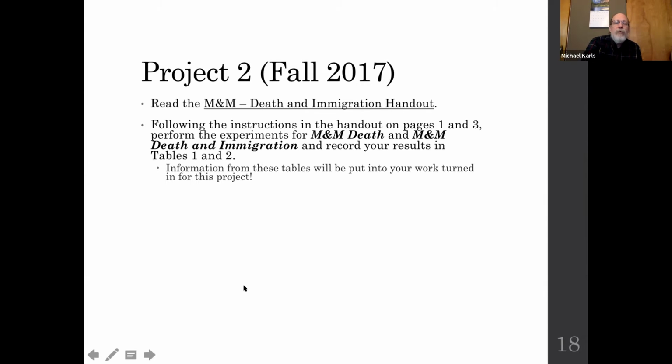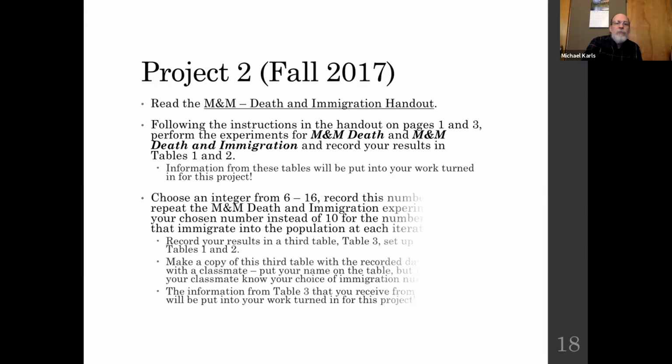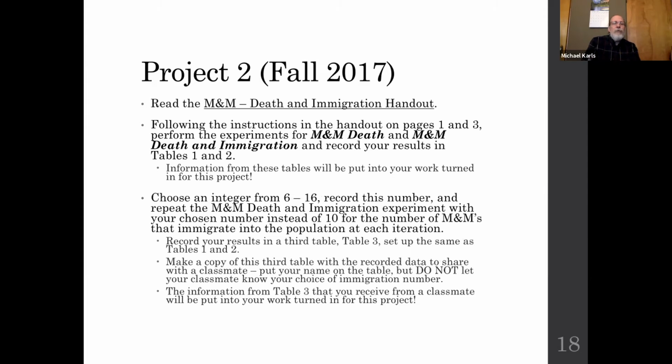So I wanted them to do this in class and then record their data, and they'd be putting these into tables. And then the third thing I wanted them to do is an experiment where they chose a number between 6 and 16. And then they would use that as their number of M&Ms they'd add in after each step. The idea was they were supposed to keep this number secret, record the data, and then share it with a classmate. Then the classmate would actually have to try to figure out what is the number that was chosen between 6 and 16 for the experiment. And the stuff highlighted in red, that's what was done in person in the classroom.